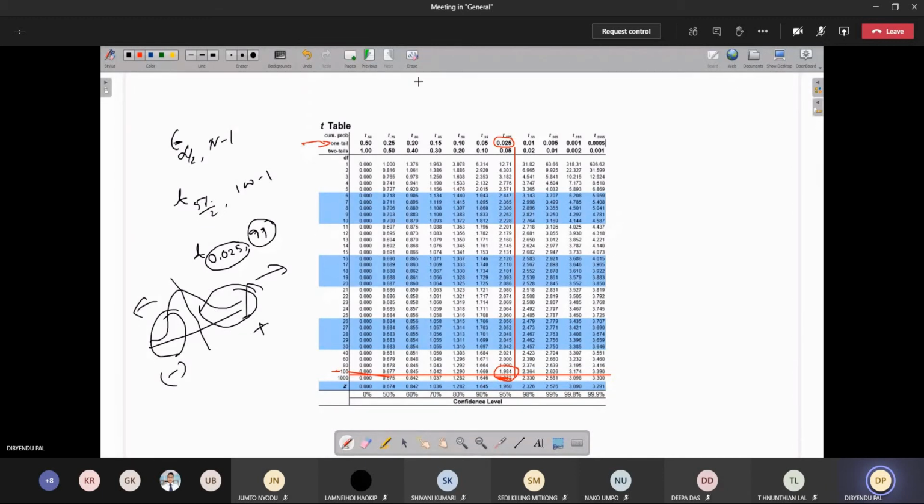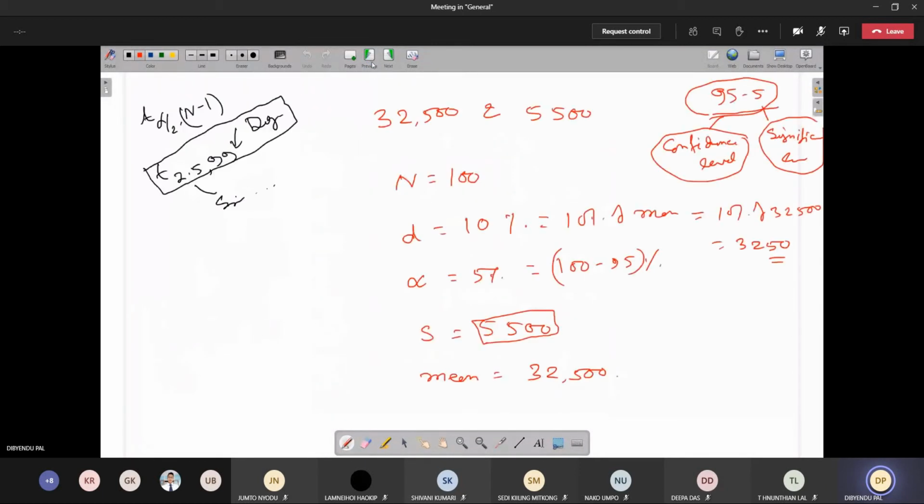So to go back, what value did we get from the table? t equal to 0.025, or 2.5% basically, and for 99 degrees of freedom that comes out as a t value of 1.98. Now we can put all the values in the equations and calculate.